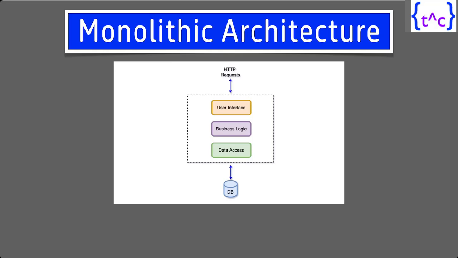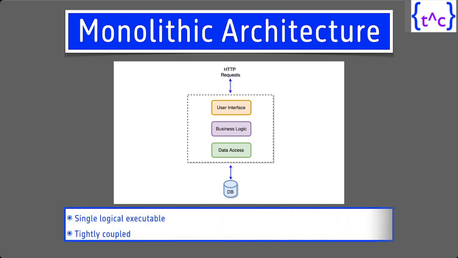Now let us have a look at some of the key points of monolithic architecture. So we will simply call monolithic architecture a single logical executable. Why? Because all the components are written inside one application, and wherever that application is needed, that single logical executable will be created and deployed. And that single application will be responsible to serve everything.